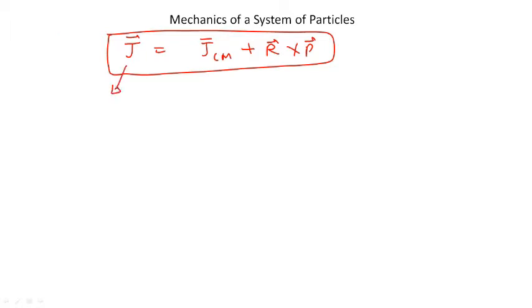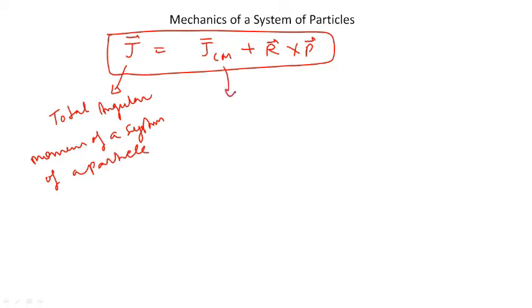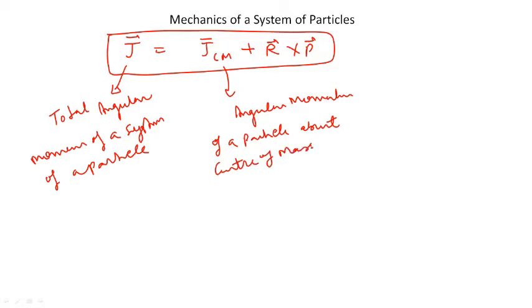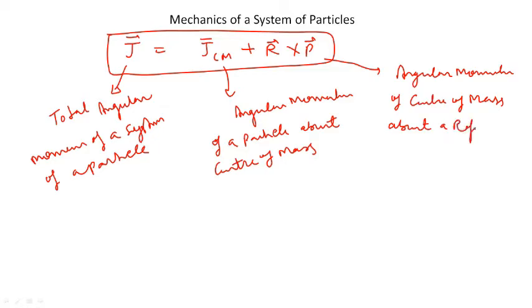Here J is the total angular momentum of a system of particles. J_CM is the angular momentum of the particles about the center of mass, and R cross P is the angular momentum of the center of mass about a reference point.